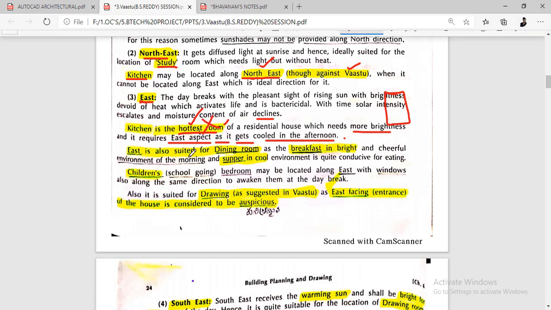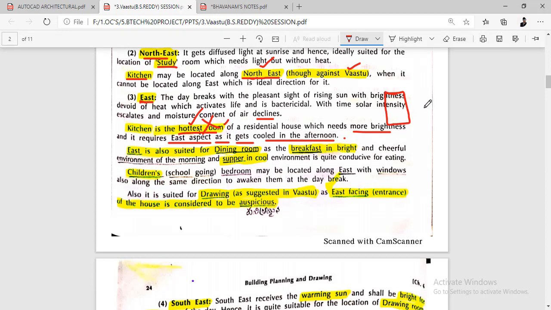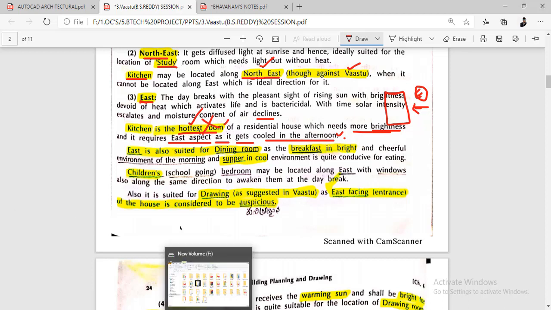That's why it says east: in the morning it will not be hot, it will be bright. If the kitchen is on the east side, it will be brighter, and also cool in the afternoon, because in the afternoon there is no sun on the east side, so there is no intensity of the sun. So east is the best place, and east is also suited for the dining room, and you can place the dining room there for breakfast in the brightness.